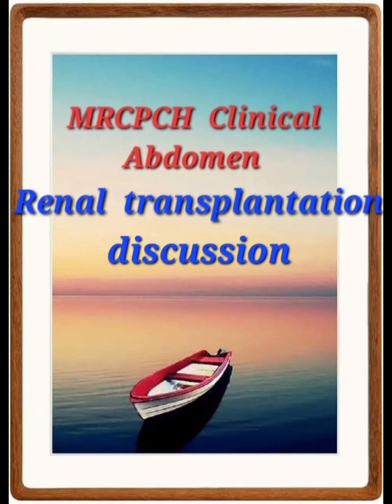Now, what investigations could we do in renal transplantation? First of all, I will do the renal function test, albumin creatinine ratio, ABG, and electrolytes, especially potassium. We do GFR, glomerular filtration rate. We call it chronic renal failure when GFR is less than 60 ml per minute per meter square for more than 3 months.